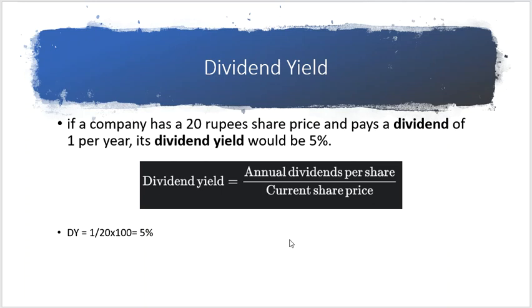Here is another example. If a company has a 20 rupee share price and pays a dividend of 1 rupee per year, its dividend yield would come around 5%. And how is that? You can see dividend yield is equal to annual dividend, which in this case is 1 rupee per year, divided by the current share price, which is 20 rupees, multiplied by 100, which comes around 5%. So this 5% would be called the dividend yield for that company in that year.